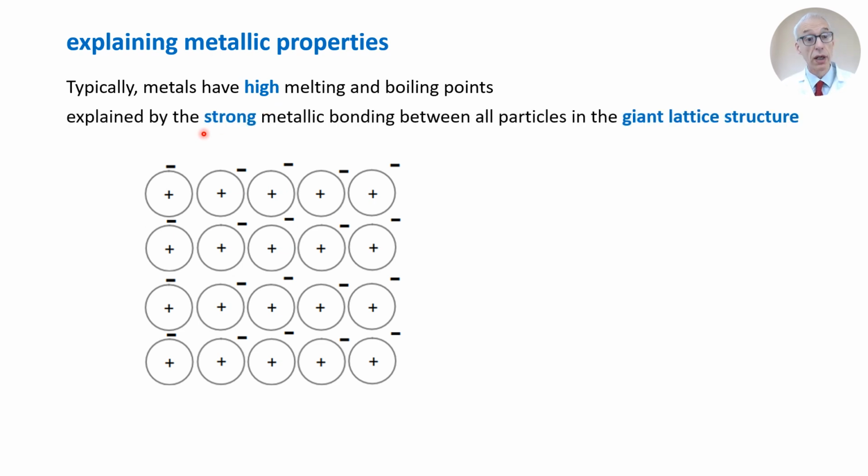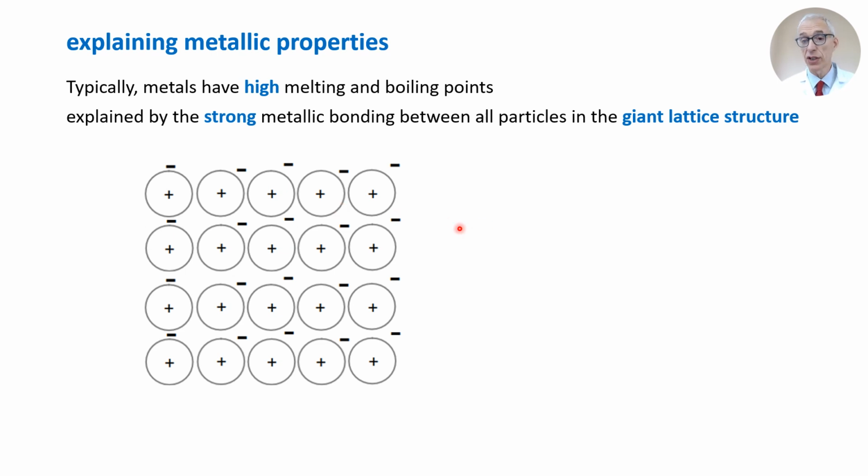Okay, so we're explaining the high melting and boiling points because the metallic bonding, which is the attractions between the positive ions and the delocalized electrons, is strong. And it's between all the particles in the giant lattice. So all of the positive ions are attracted strongly to delocalized electrons. So therefore, a lot of energy is needed to break those attractions, those bonds, and therefore we have high melting and boiling points.